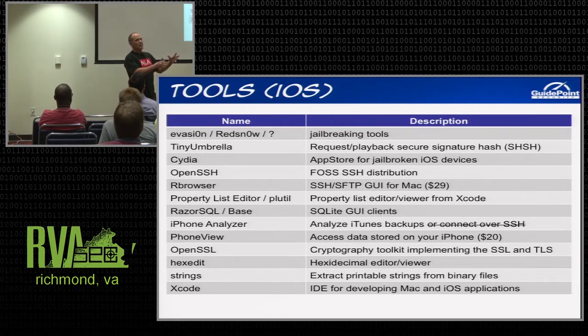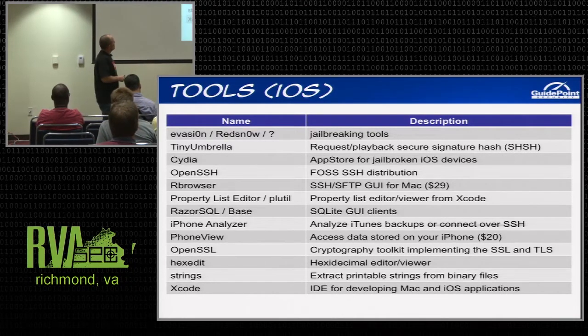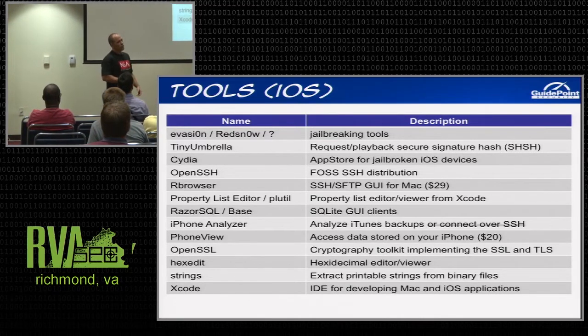The trick is to get the stuff off the device and onto your host machine, because you can perform analysis much quicker and you have access to much better tools on your host machine than you do on the mobile device. So iExplorer is a nice SFTP GUI. I like RazorSQL and Base for SQLite clients. I like these for a couple of different reasons. I've pretty much gone to just using Base now.